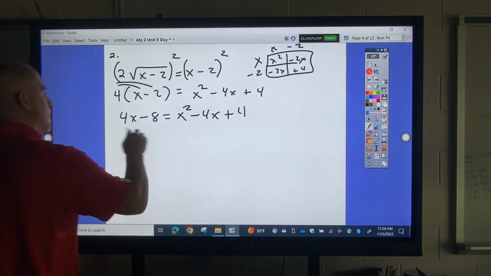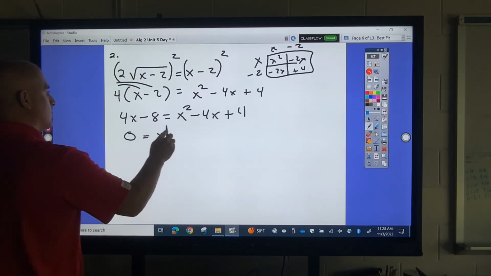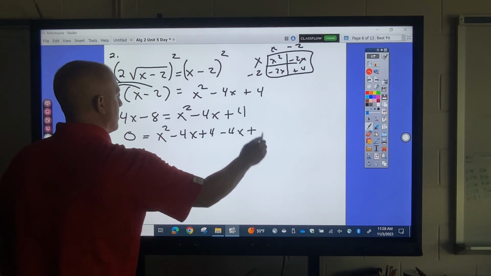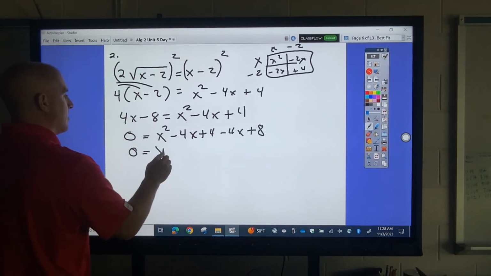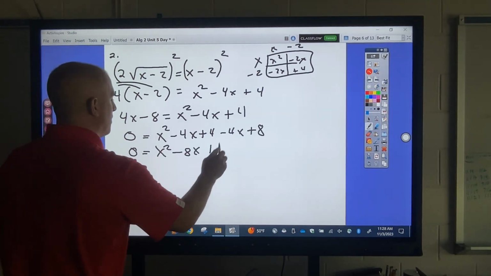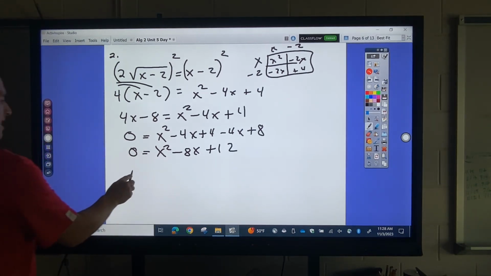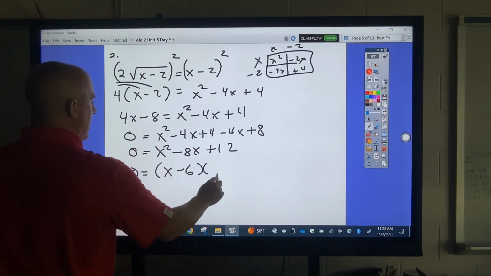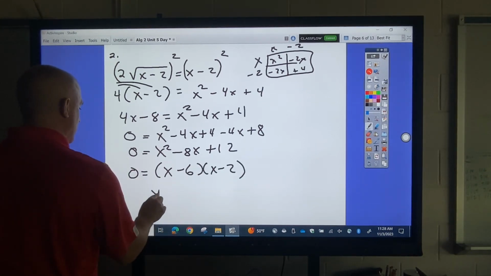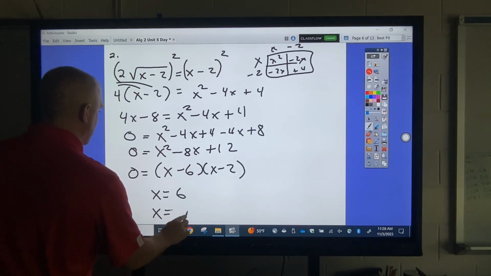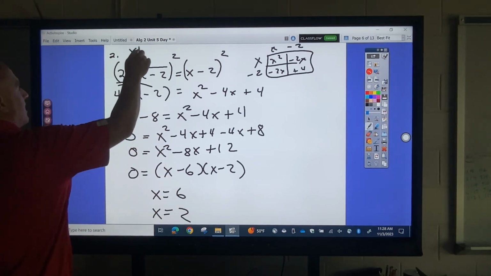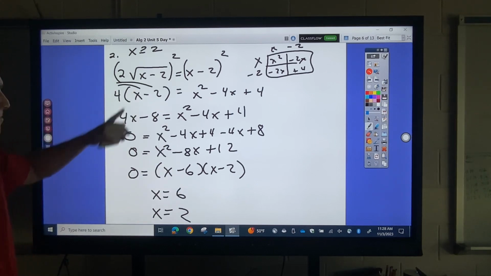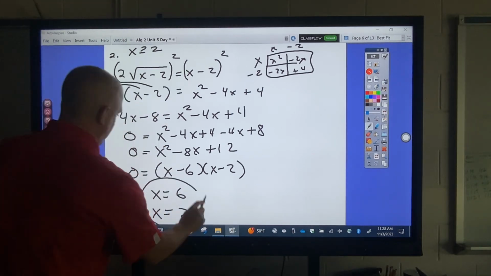I'm going to move everything back over. So x squared minus 4x plus 4 minus 4x plus 8. I got x squared minus 8x plus 12. Now this is going to factor to x minus 6 times x minus 2. So the solutions would be 6 and 2. Now, if I went to go solve that, I got to have stuff that's greater than or equal to 2. That's okay. The 2 is okay to be in there, and so is the 6. So that's going to be my answer.